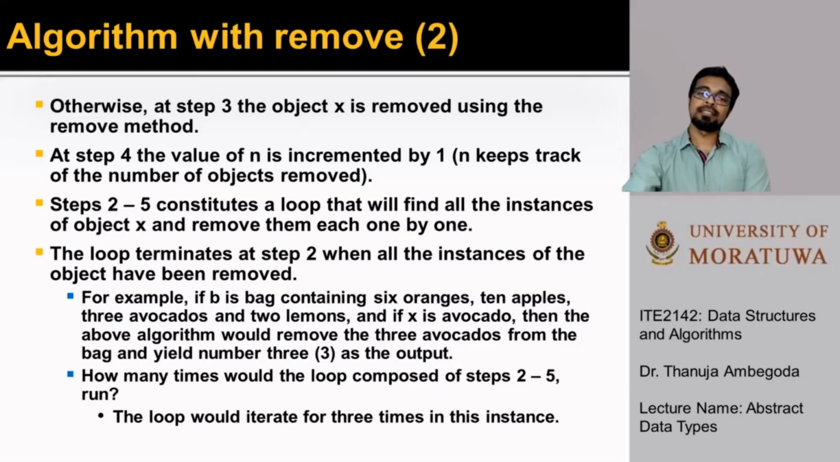This slide contains, apart from what I described in the previous slide, a concrete example, with the bag containing 6 oranges, 10 apples, 3 avocados and 2 lemons. If X is avocado, how many iterations does it need? You could calculate this for all of these individual fruits. The number of iterations equals the number of that particular type of fruit in the bag. So you could do this exercise yourself.